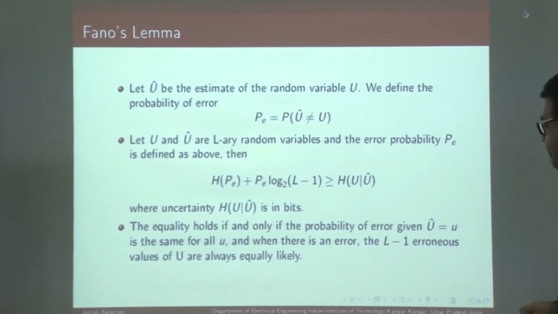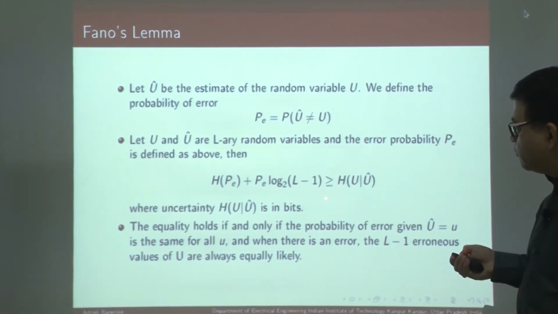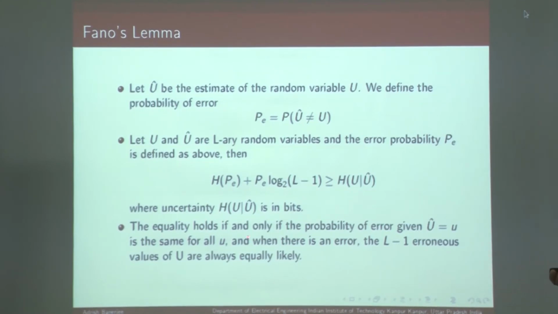Now, let us show, we said the equality holds if and only if these two conditions are valid. If and only if the probability of error given u hat is u is the same for all u, that is the first condition, and the second condition is if there is an error, all L minus 1 erroneous values of u are equally likely. These are the two conditions that I am stating, right. So, the first condition says the probability of error given u hat is u does not depend on what u hat you have chosen, it is the same for all u hat.